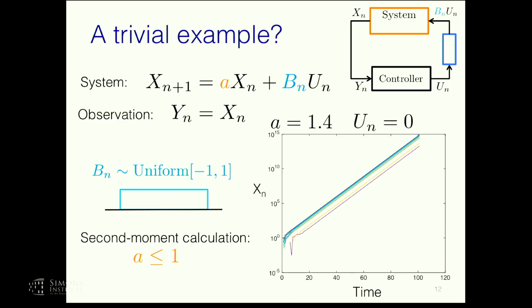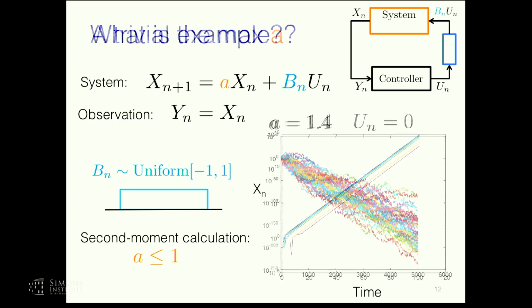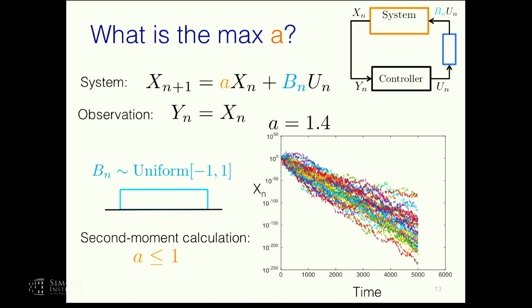So if I was to choose some a larger than 1, for example, 1.4, and I choose the optimal control for second moment stabilization, what I get is a plot like this. On a log-log scale, I see that xn is blowing up exponentially. This is why it's a log-log plot, so the lines are straight lines. But what if now I told you that actually I can find a control such that I can generate the following trajectories for this exact same system with a equal to 1.4. Again, on a log-log plot, what I see here now is that all of these trajectories, these are, I think, 50 or 100 trajectories, are all decaying exponentially.